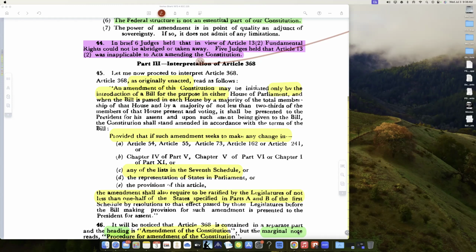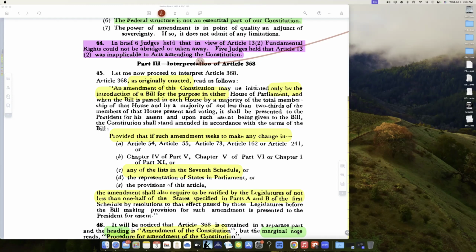Secondly, as Justice Hidayatullah had advised the legislature in IC Golaknath, if you wanted to exclude 13 sub clause 2 from a 368 amendment, you just need to clarify that. So that they have also done, that any amendment made under Article 368 would not be the subject of 13 sub clause 2.